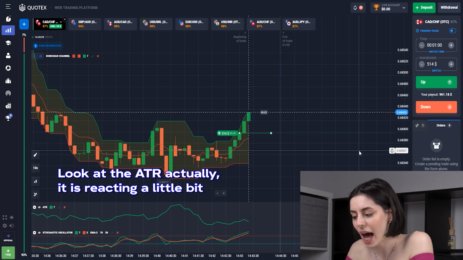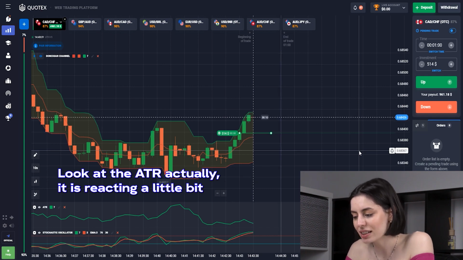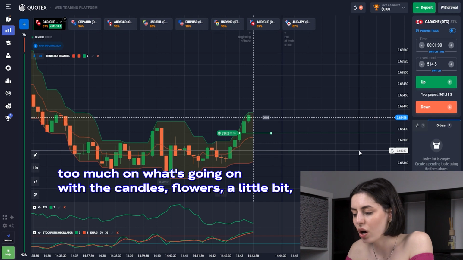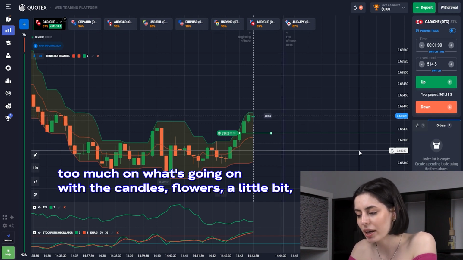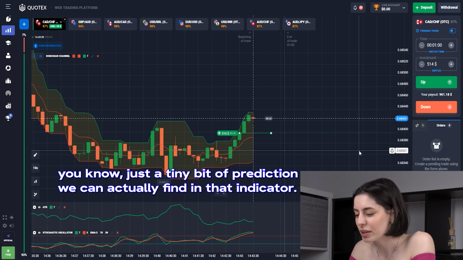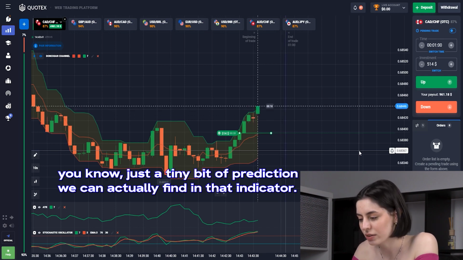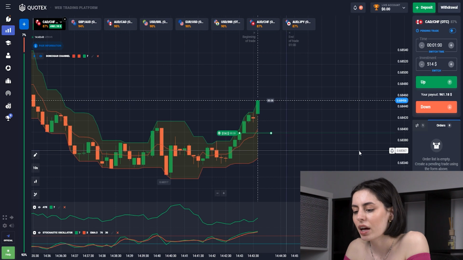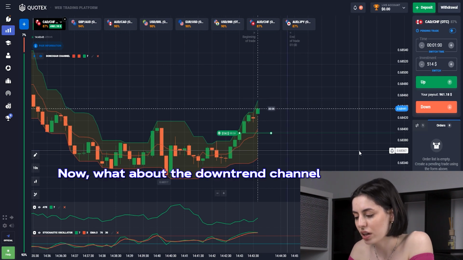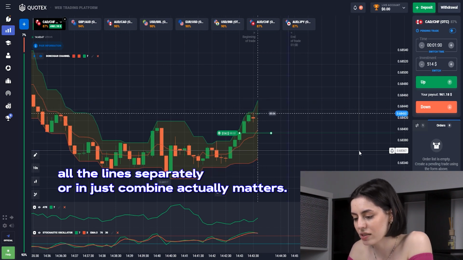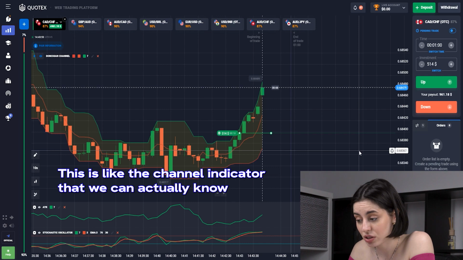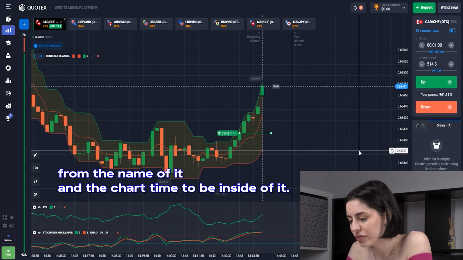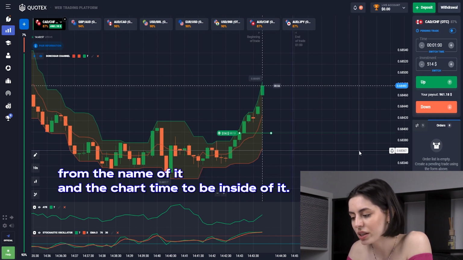Look at the ATR. Actually, it is reacting a little bit too much on what's going on with the candles, and plus a tiny bit of prediction we can actually find in that indicator. Now, what about the downtrend channel? All the lines separately or just combined actually matters. This is like the channel indicator that we can actually know from the name of it, and the chart tries to be inside of it.